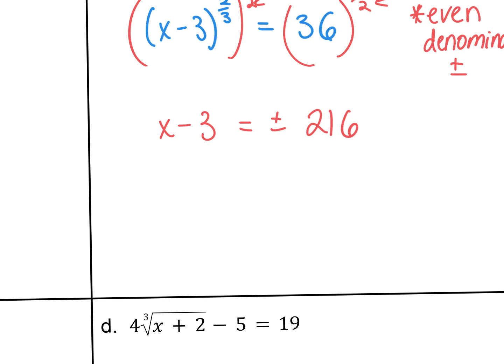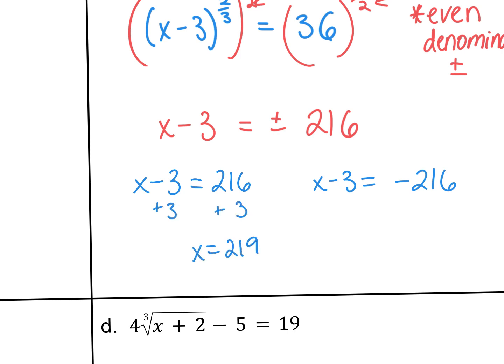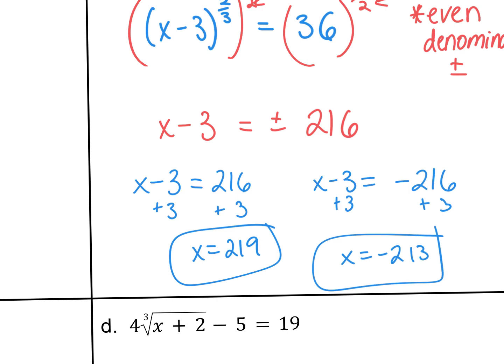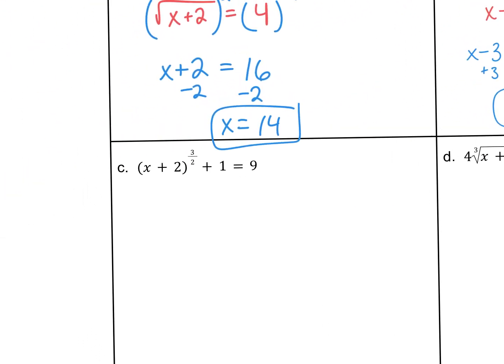But how I do this from here, very simple now. I just break this apart. I don't change the sign on the left. I'm only changing it on the right for the second one. So x minus 3 is a positive 216. X minus 3 is a negative 216. And then I solve both of them. And I'm done. Okay?